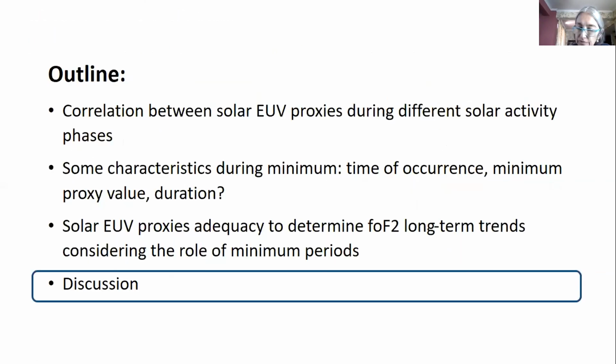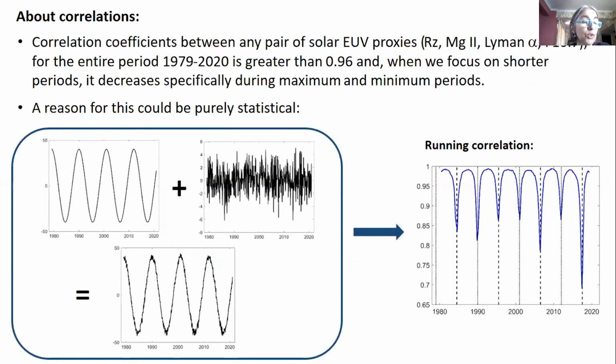And now let's move to the discussion and conclusions. The correlation coefficients between any pair of solar EUV proxies are very high, greater than 0.96. When we focus on shorter periods, it decreases, specifically during maximum and minimum periods. A possible reason for this is purely statistical.